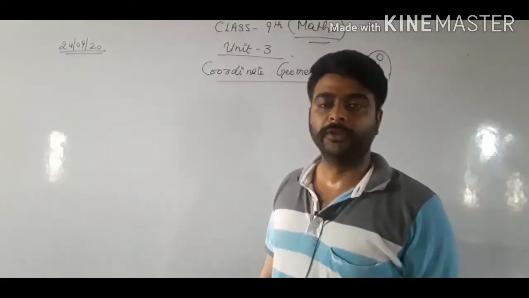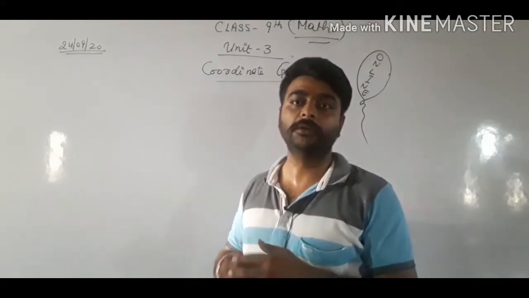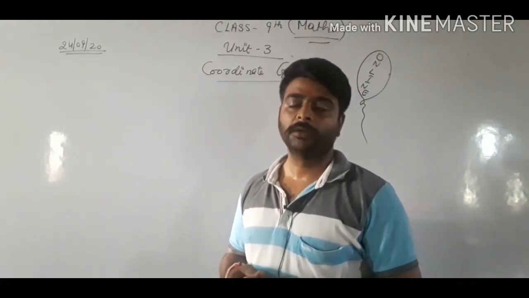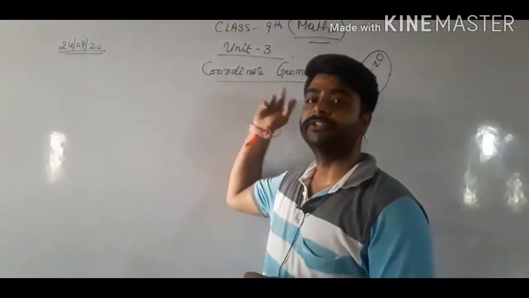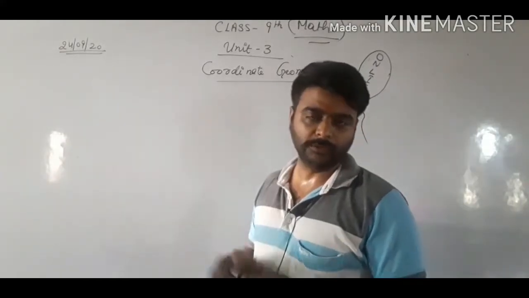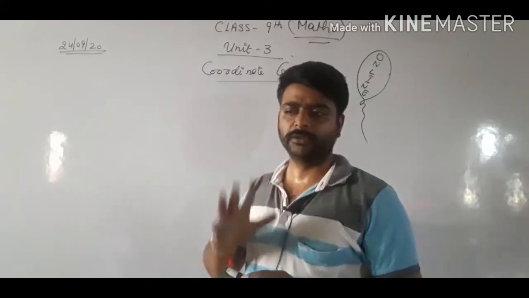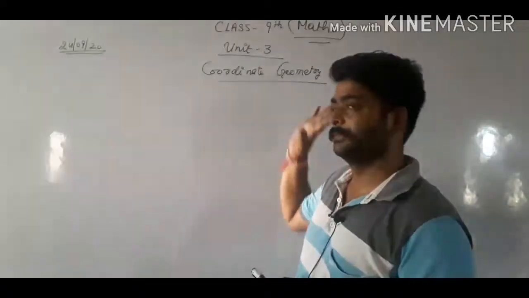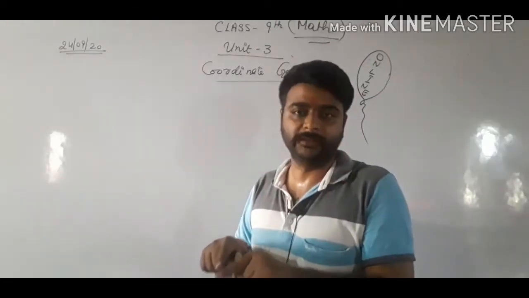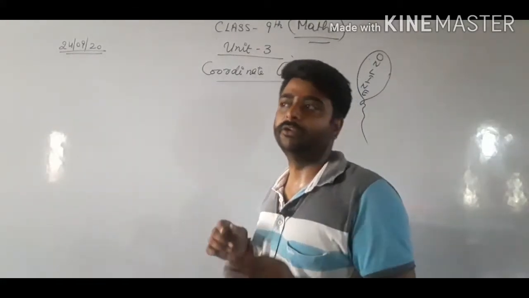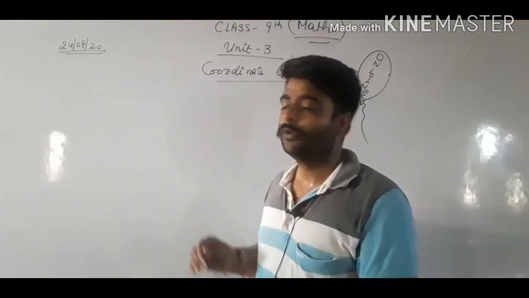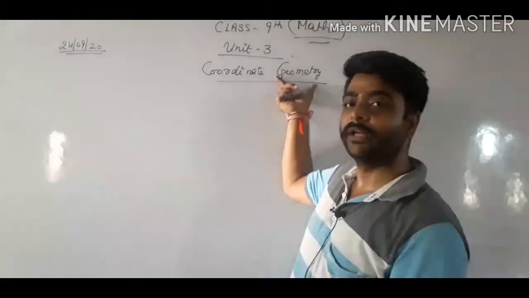Good morning class. Today we are going to start unit number 3 of class 9 mathematics, that is coordinate geometry. So class, it is the easiest chapter of the book. You are very familiar with geometry. Geometry means simple drawing of anything. That is, you can draw a rectangle, a circle, a square, and whatsoever you can do, all that comes under geometry.